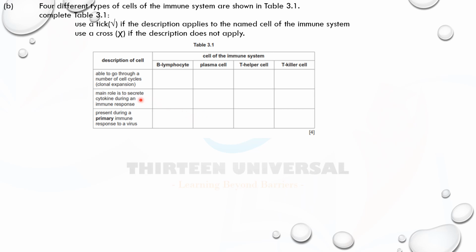Main role is to secrete cytokines. The only one that secretes cytokines among these four cells is the T helper cell. When cytokines are secreted, they stimulate B lymphocytes to divide to form plasma cells and memory cells. Plasma cells secrete antibodies. Cytokines also stimulate macrophages to carry out aggressive phagocytosis.